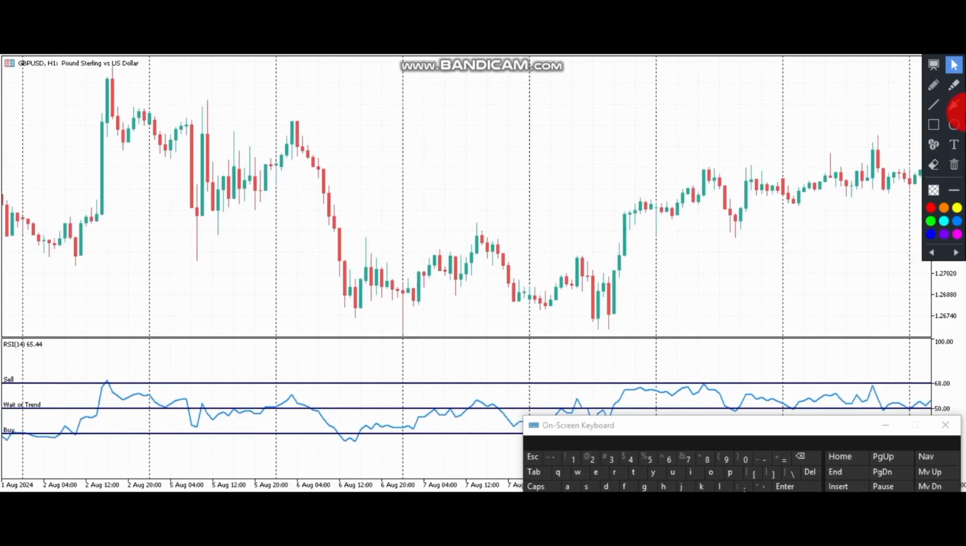Look at this. This is a ranging market. So once you see this, you should know that this market is actually in a range. Now there is no decision in the market. That is why we always have a ranging market. Once there is no decision in the market, we will definitely have a ranging market.